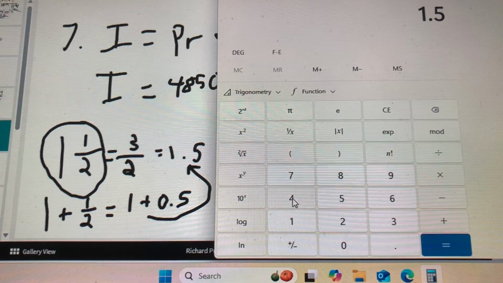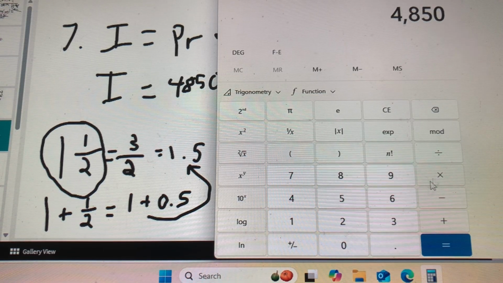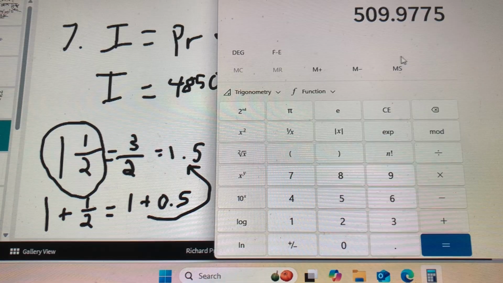So 48.50 times 0.0701 times 1.5. And now see how this answer is a big long decimal or longer decimal? So we would never write this whole answer. If you write the whole answer, it's wrong.